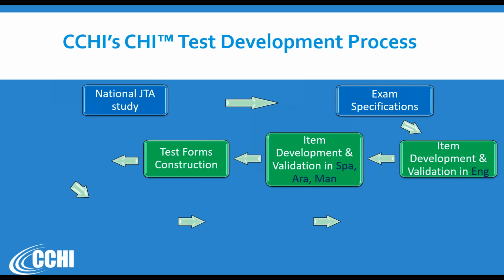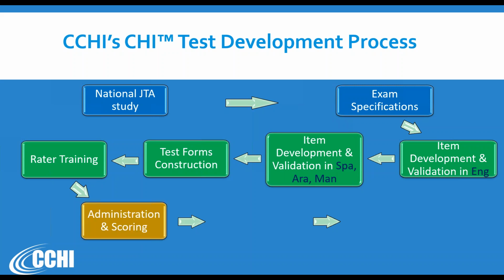So we want to make sure that we create a test form that tests your knowledge of different specialties. Then we train our raters, and they go through training 4 times a year before each time they score the exams to ensure that they do it the same way. And we also run statistical analysis on how they do it to make sure that they don't disagree. And I will talk about the rating process later on.